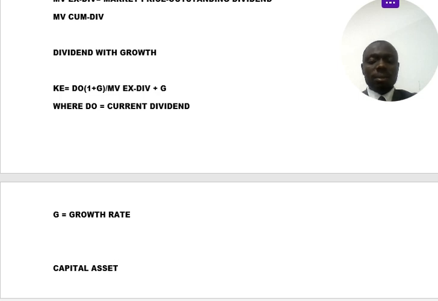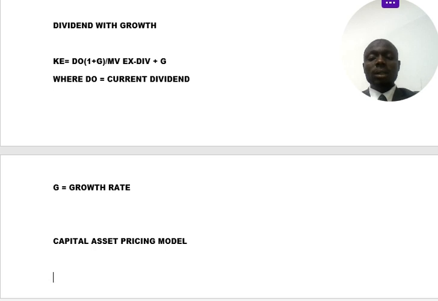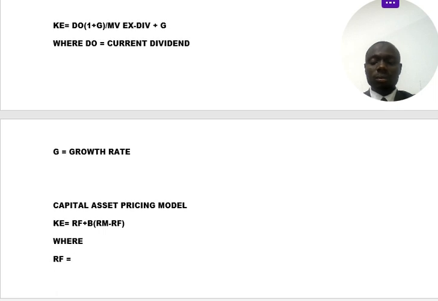Capital asset pricing model. Capital asset pricing model is a method of calculating cost of equity. It is calculated as cost of equity equals risk-free plus beta (risk premium), that is, market return minus risk-free, where RF is equal to risk-free.